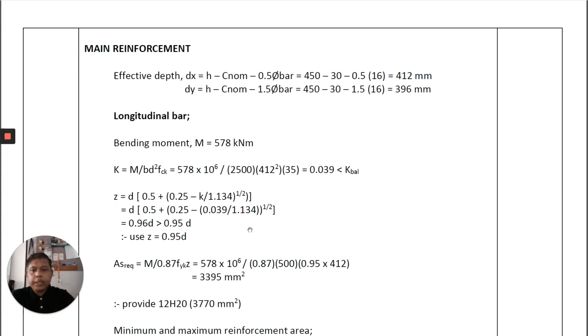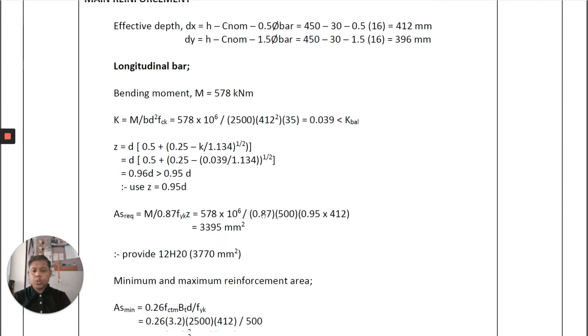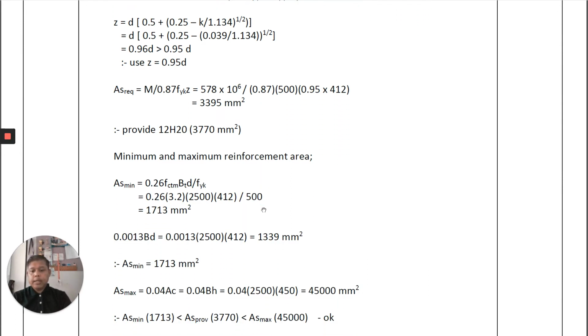So for dx is equal to h minus c nominal minus 0.5 diameter bar, and for dy is equal to h minus c nominal minus 1.5 diameter bar. For the longitudinal bar, the bending moment is Mxx 578 kilonewton meter, and then you calculate the K, z, and also As here. Then you have to calculate the As minimum and As maximum here.